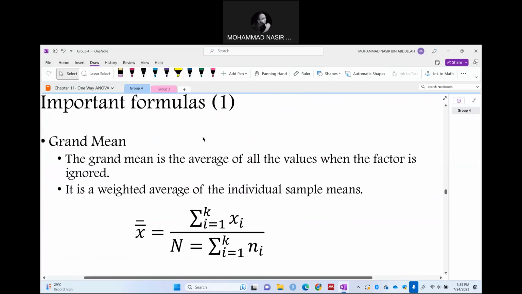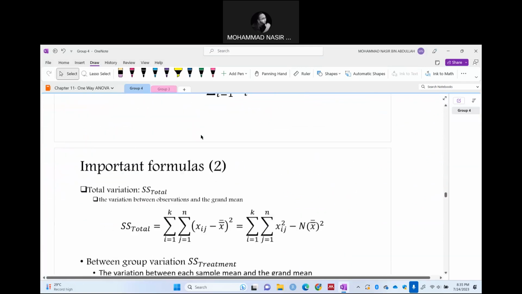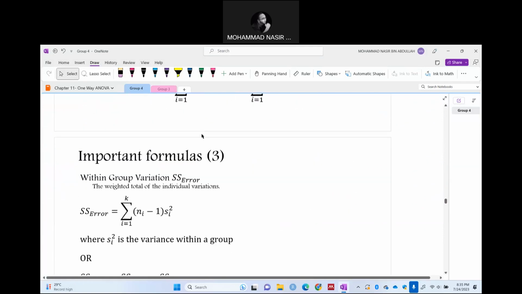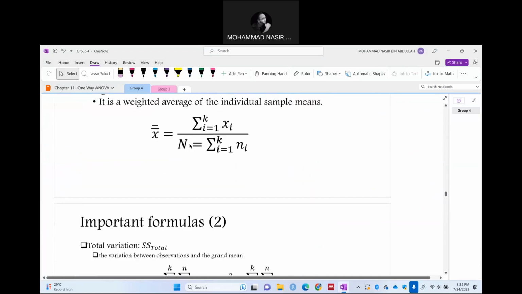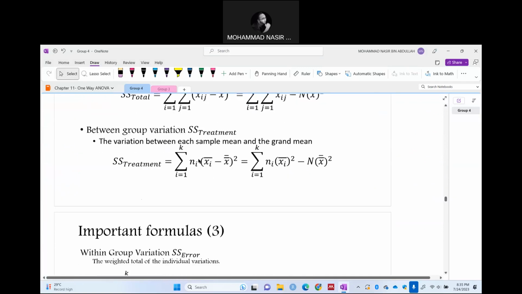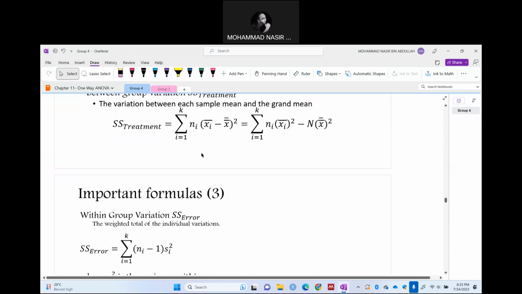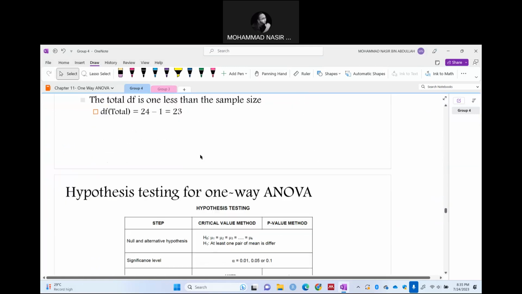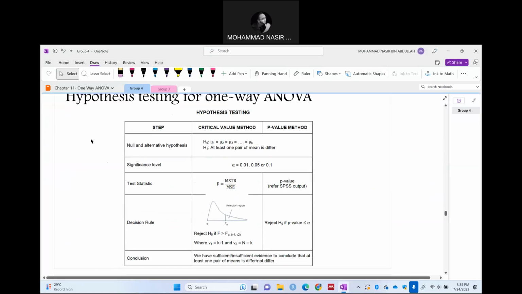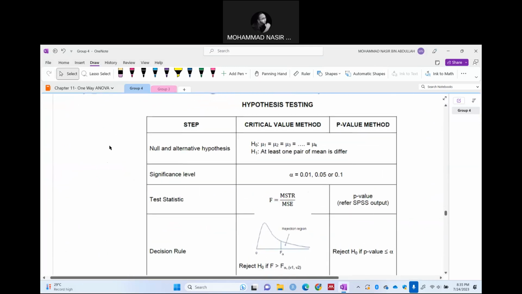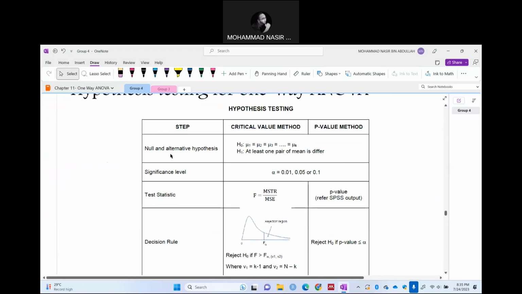So now let's look at example number 1. This is a repeated thing, I don't want to explain this one. It's the same thing as previous. So now, before we go to example number 1, let's look at the hypothesis testing.